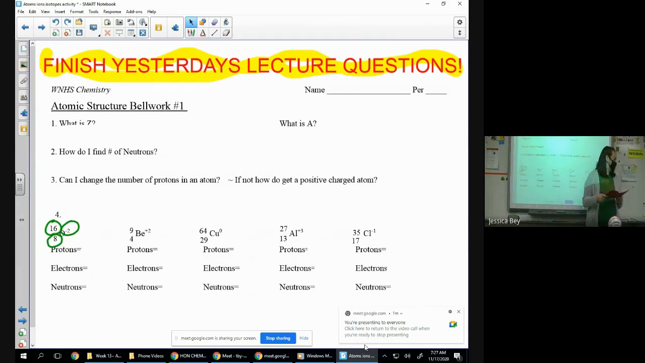Those of you at home as well, you want to do this because this is the lecture questions for today. So everybody should get it perfect because we're all going to do it together here. Do this first, and then I'll have you put it in. I'm going to give you a few minutes while I take some attendance. You are filling in atomic structure bell work number 1 from yesterday's notes.